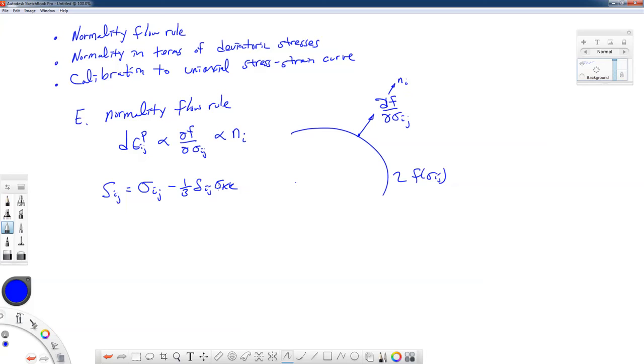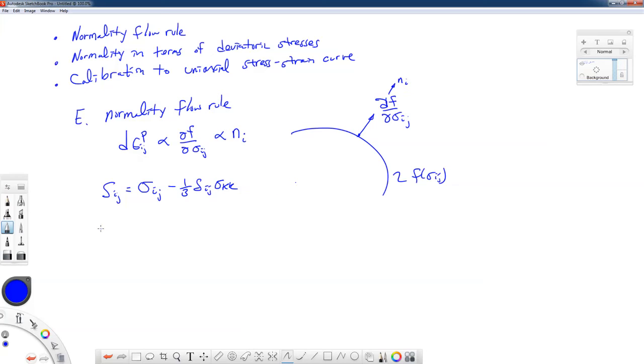Now, of course, if you have a yield function or a material that depends on hydrostatic stress, then you'd have to be careful about applying what we're going to show next. And you'd have to stick to regular stress space in the normality flow rule if you wanted to do that.